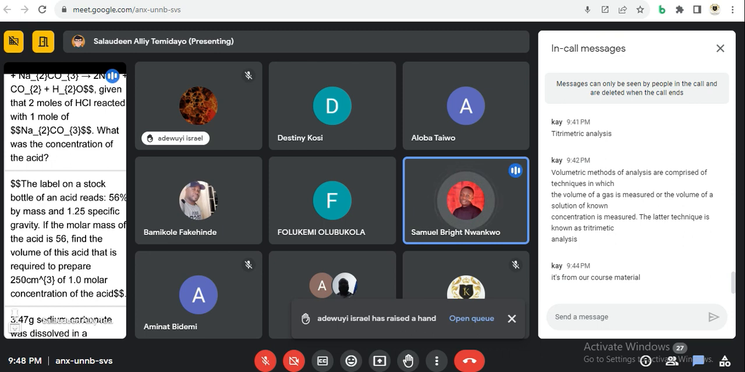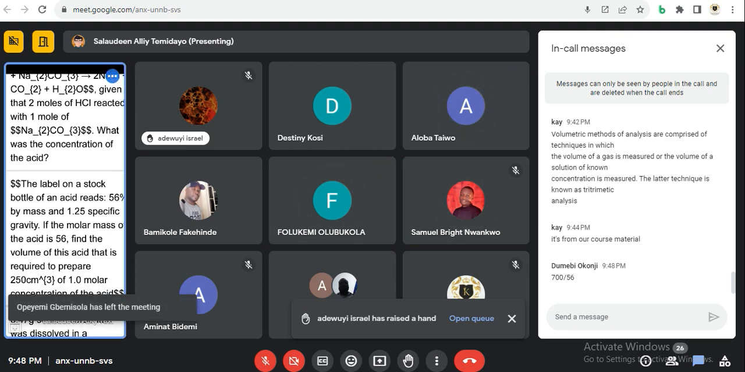I think you still have to convert that 700 grams to mole per dm cube before you now do C1 V1. That's what I'm saying. Maybe we should just do it together, Jerry.